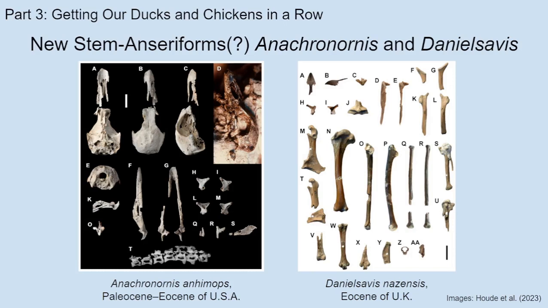In the same paper, they named another new species. This time it's from the early Eocene of the United Kingdom, specifically southern England. So this is Danielsavis. And Danielsavis has also been mentioned before in scientific literature, as there are these screamer-like birds from the Eocene of the UK, but we're not going to talk about them more in this paper. And so finally, it has also been given a description and a name.